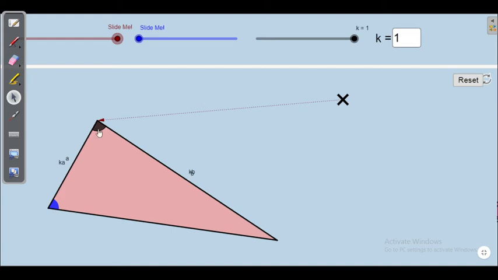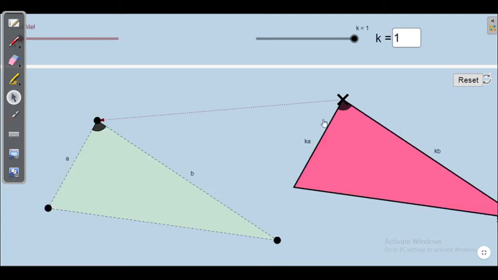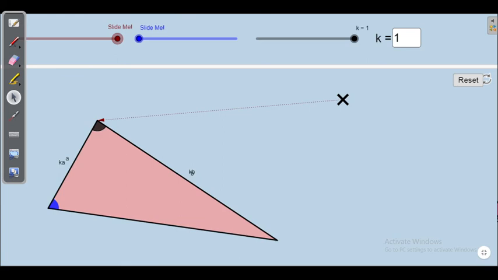So here in the pink triangle, the sides were KA and KB. KA is nothing but K into A. K is some constant, a variable here. So I have given K the value 1. So what is the side here? KA becomes 1A, that is equal to A. So the side A and this side will coincide perfectly. Since you already know these angles are equal, the included angle is equal. Similarly, KB becomes B. So that's why the triangles are congruent, or they are fitting properly.